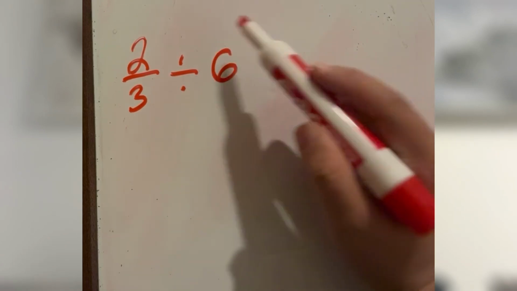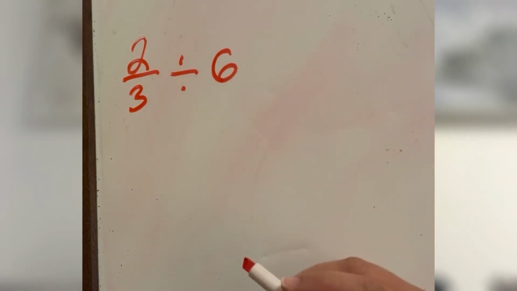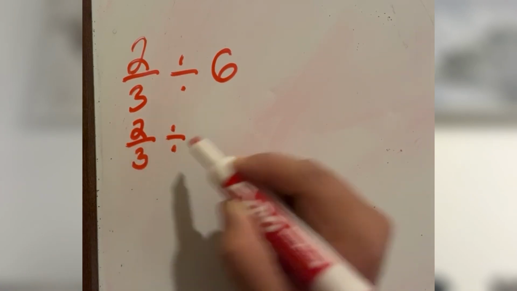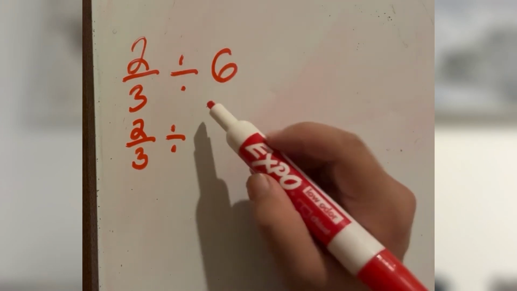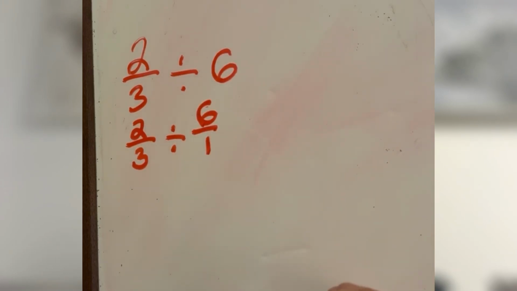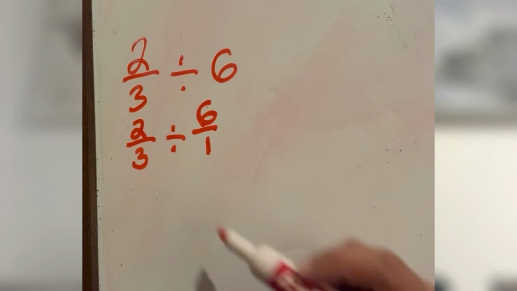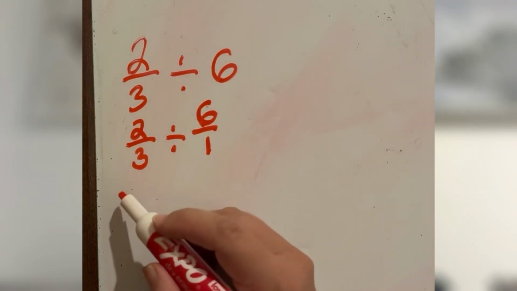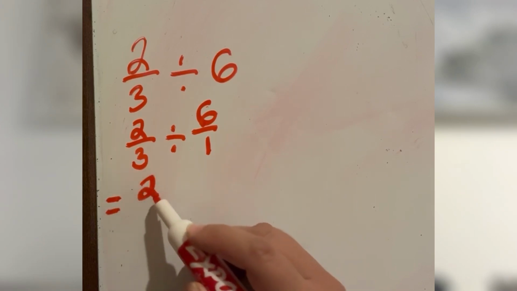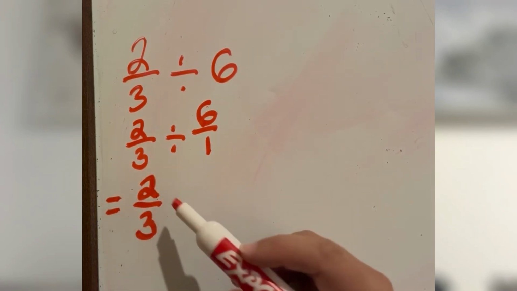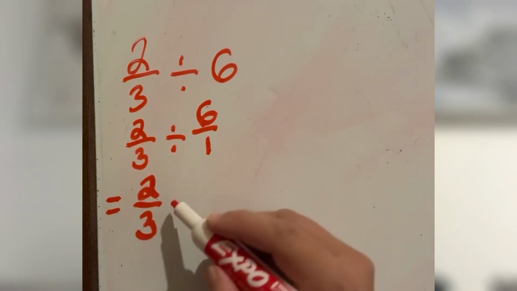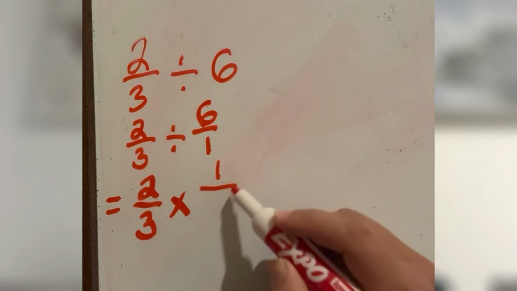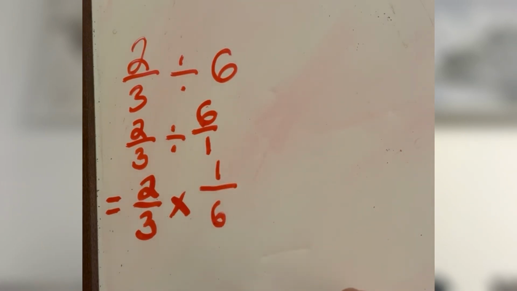Our third problem, we're going to have 2/3 divided by 6. So our first thing here is that we see 6 as a whole number. So we're going to change that into a fraction first. So 6 as a fraction is just 6/1. Any whole number can be made into a fraction just by putting the whole number over 1. Now we're going to continue doing what we've done in the previous problems. So we're going to have 2/3 times, and we're going to flip it, so we're going to have 1 on top and 6 on the bottom.